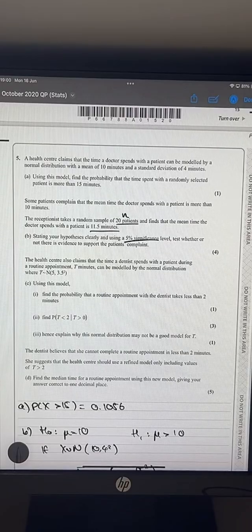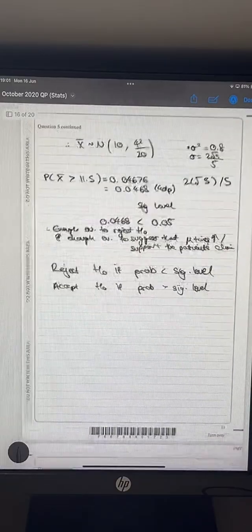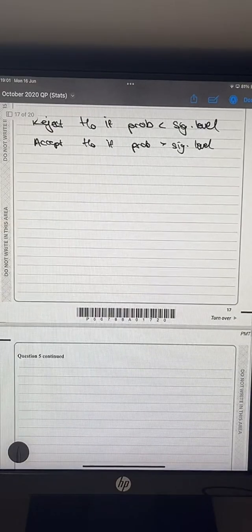So part C is not too bad. The health center also claims that the time a dentist spends with patients, T minutes, can be modeled using a normal distribution. Using this, find the probability that a routine appointment with the dentist takes less than 2 minutes. Okay, so that's again a nice one marker just using the probabilities.